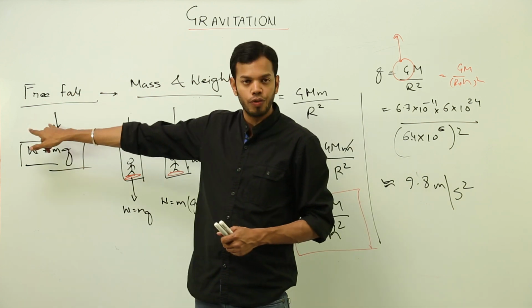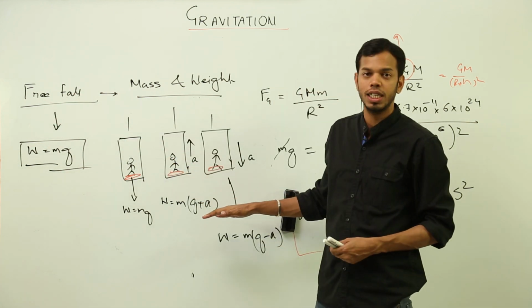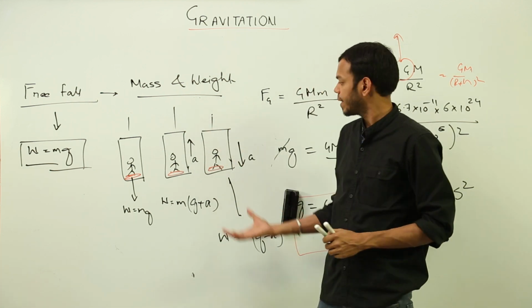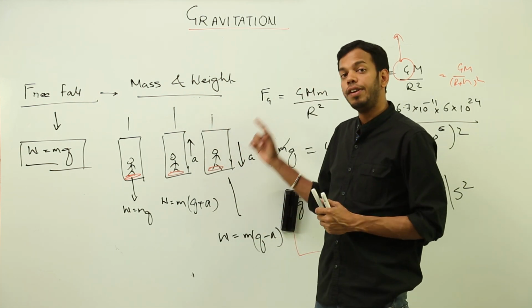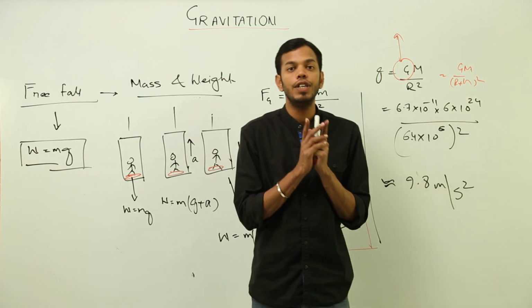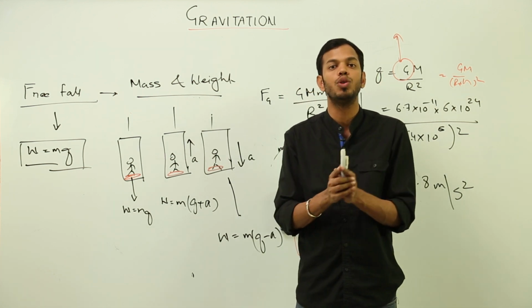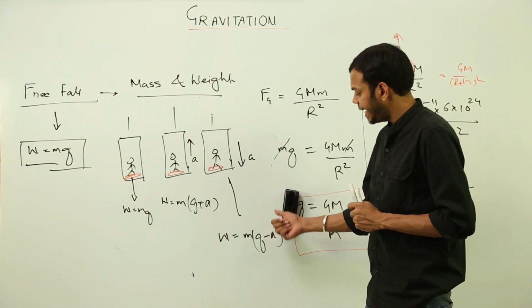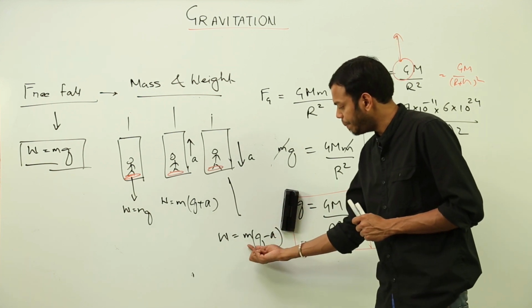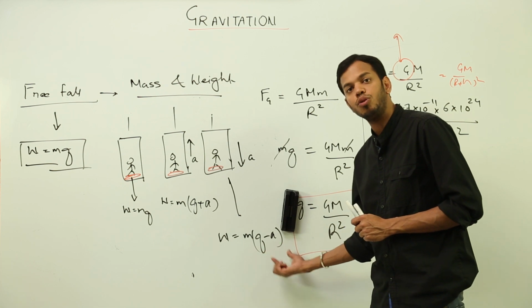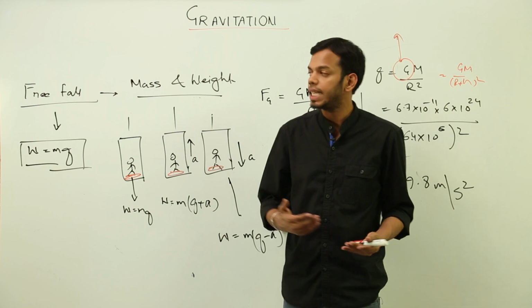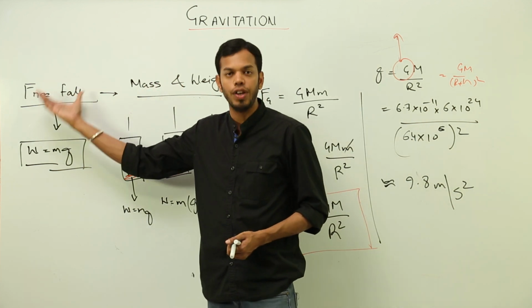Now I am talking about free fall. Suppose I don't like this guy, I just cut the rope. What will happen? The lift will fall. When the lift is falling, it will be falling with which acceleration? The acceleration due to gravity. a is equal to g. So when a is equal to g, what would be the weight? m into g minus g, m into 0, which is 0. So weight is 0. That is called weightlessness, and this phenomenon is called free fall.